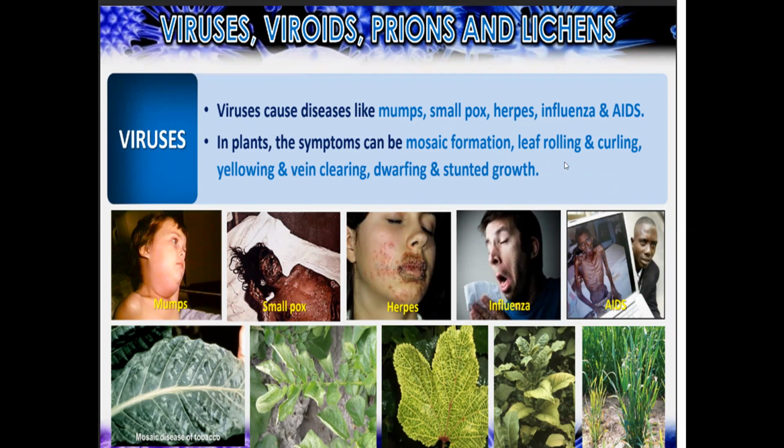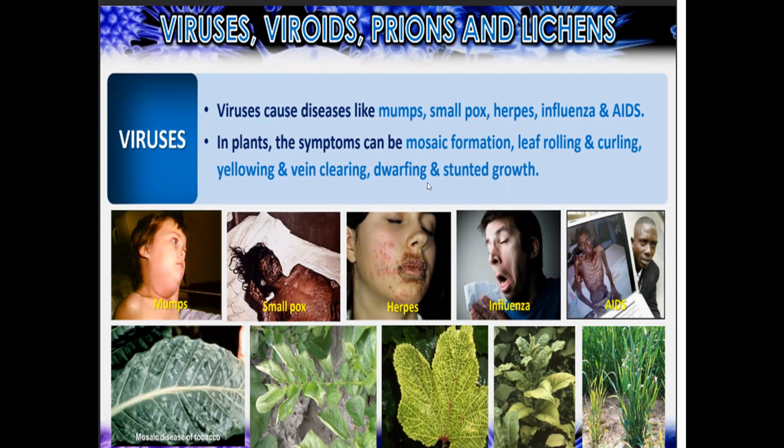Leaf rolling. The leaf will become rolled, it will roll itself, or curling. There will be curly leaves. Yellowing and vein clearing. Everything will be yellow, and there will be vein clearing.